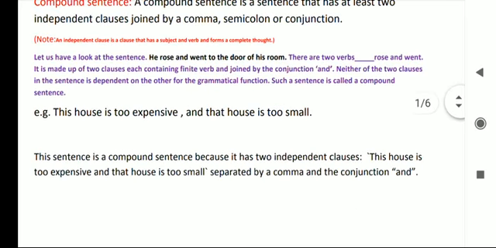और एक एग्जांपल है हमारे पास, इस एग्जांपल को देखिए. This house is too expensive and that house is too small. This sentence is a compound sentence because it has two independent clauses, right? This house is too expensive and that house is too small. They are separated by comma and the conjunction and, right?